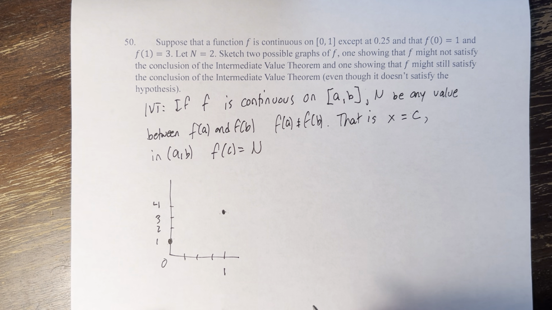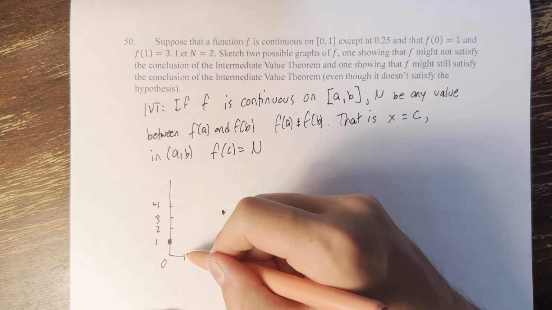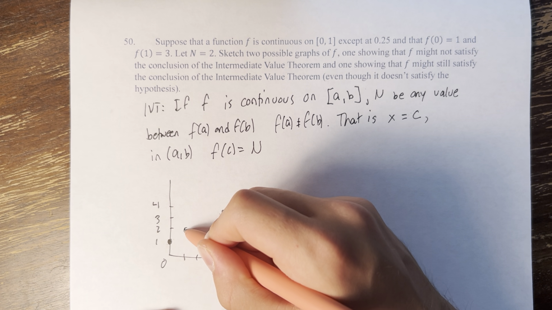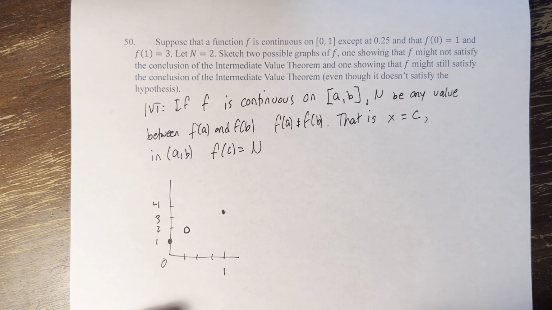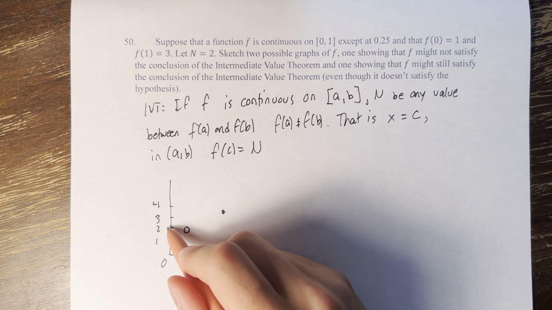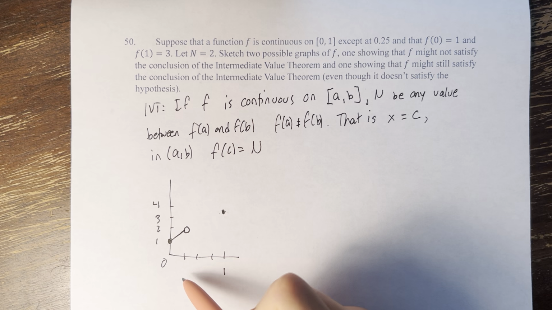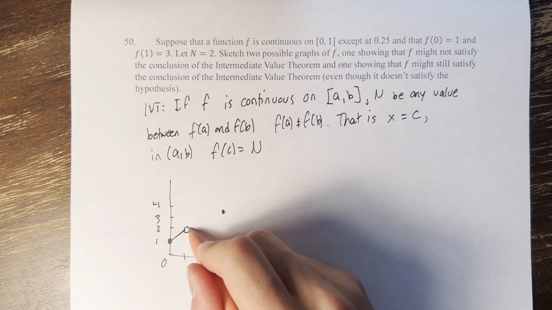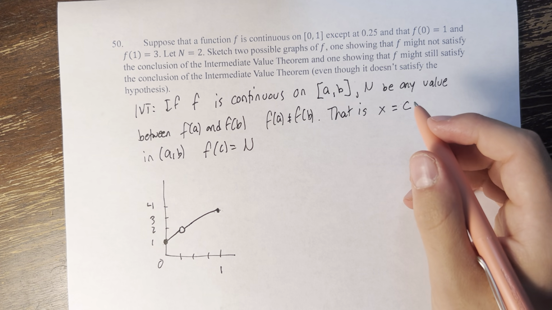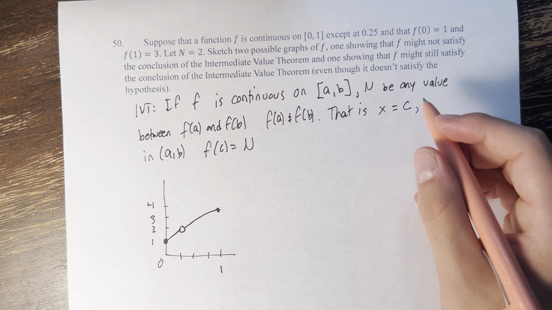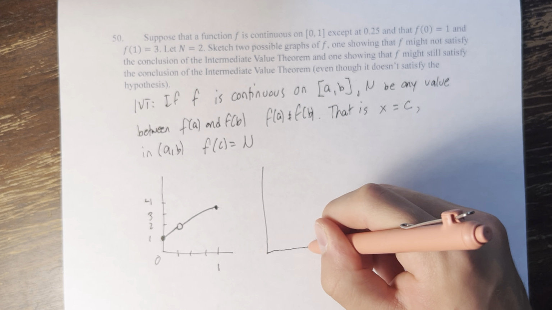And so the problem here is that the function is not continuous on this range. It's not continuous at 0.25, which let's denote here. So what can happen is, if the point that the function is approaching at 0.5 is 2, it can skip past it on its way to the other point. This doesn't necessarily mean that it will happen, though.